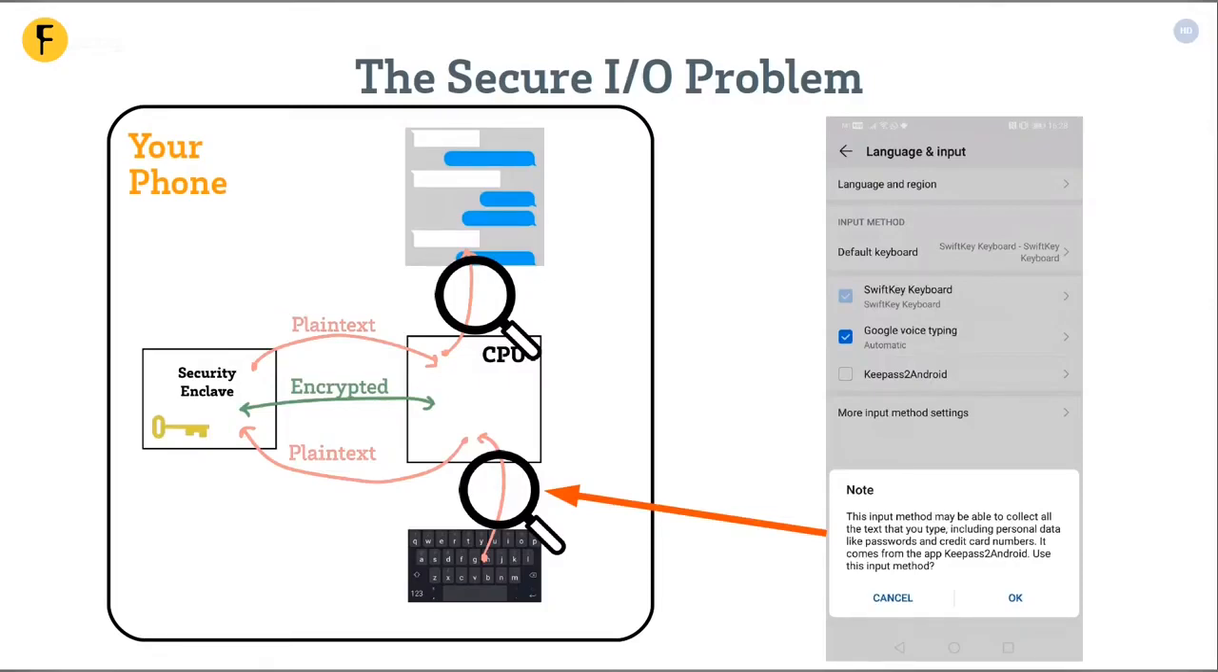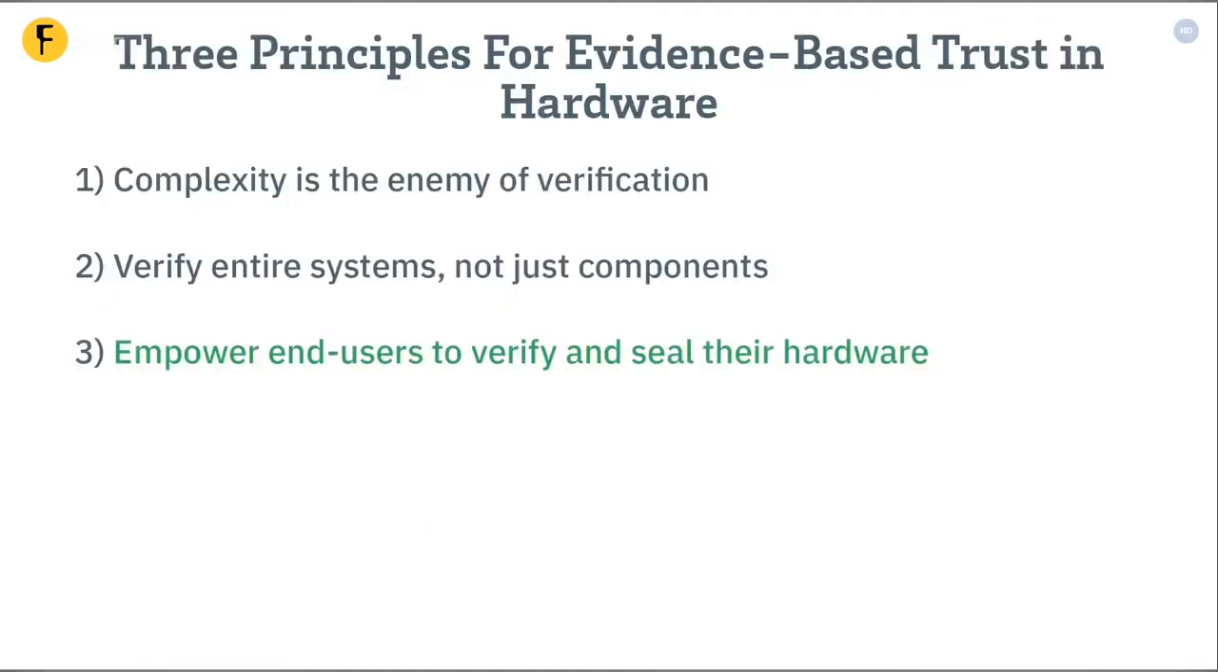So this is a problem. If we just said, okay, we're going to solve the security enclave problem and build a chip that's secure, I don't think we've meaningfully moved the ball forward in terms of trust, being able to trust a piece of hardware with a secret. So that's the second point.